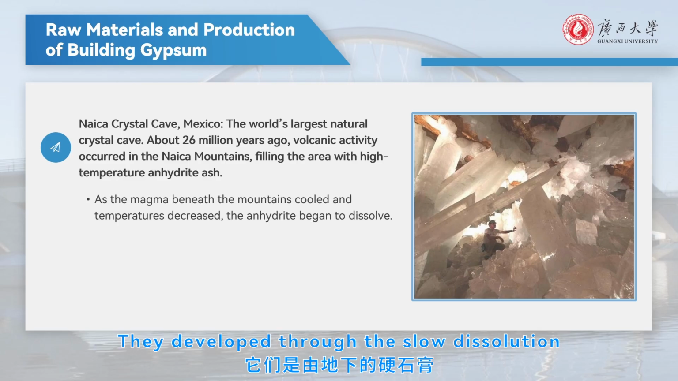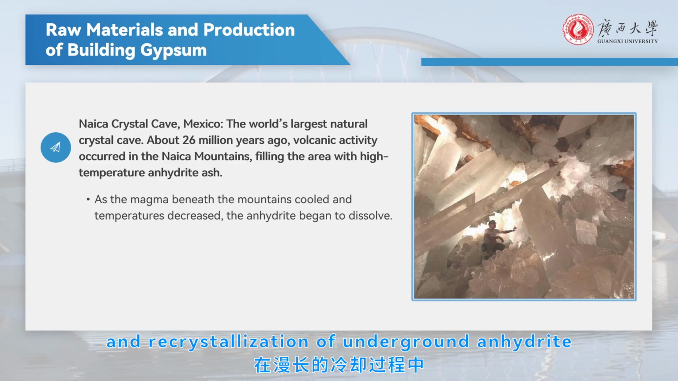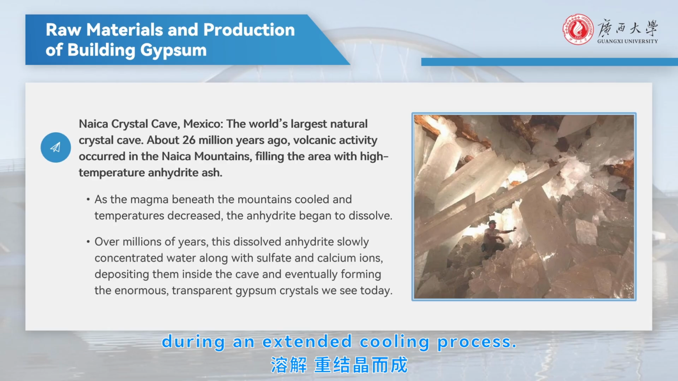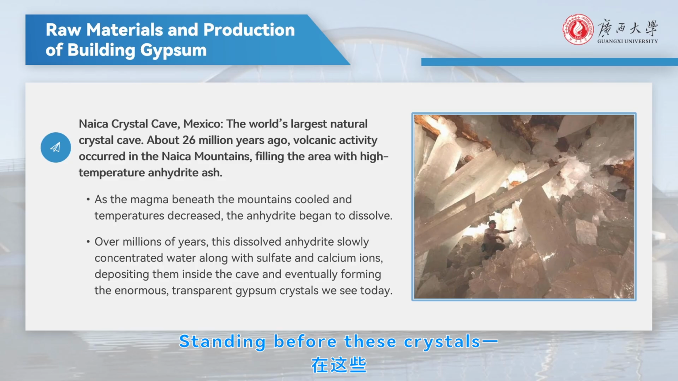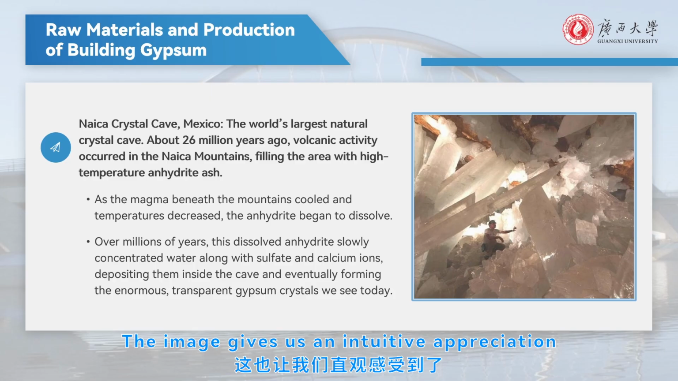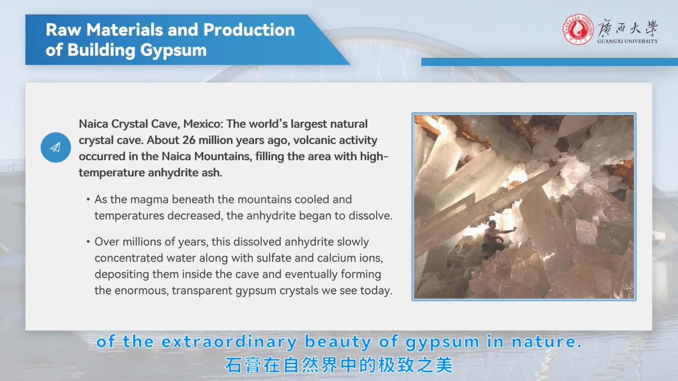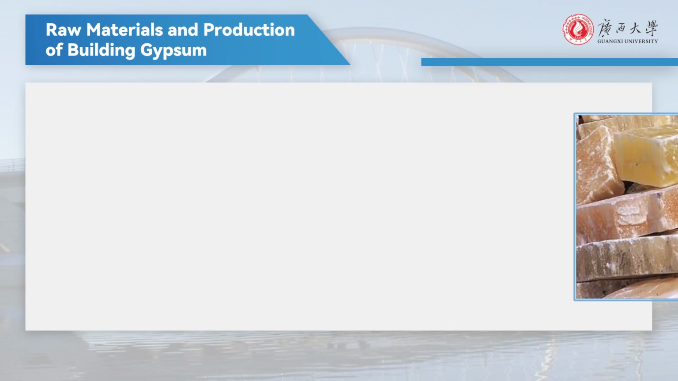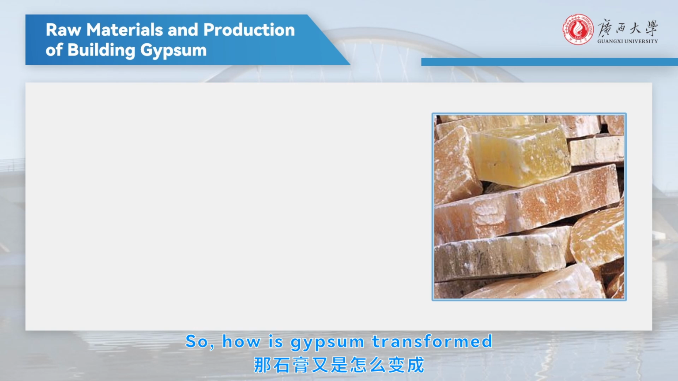They developed through the slow dissolution and recrystallization of underground anhydrite during an extended cooling process. Standing before these crystals, some over 10 meters tall, humans appear remarkably small. The image gives us an intuitive appreciation of the extraordinary beauty of gypsum in nature. So, how is gypsum transformed into a civil engineering material?